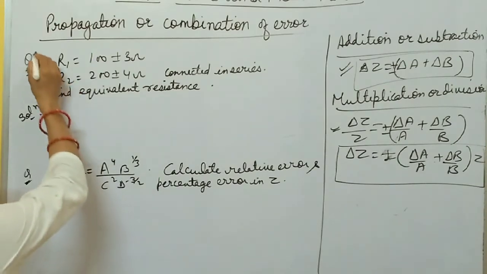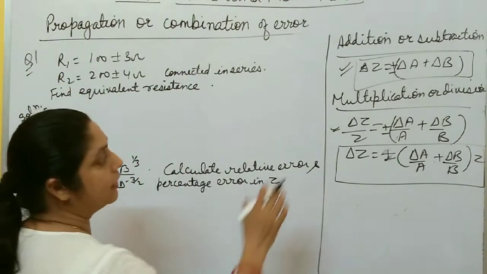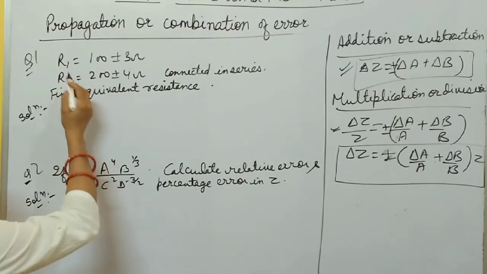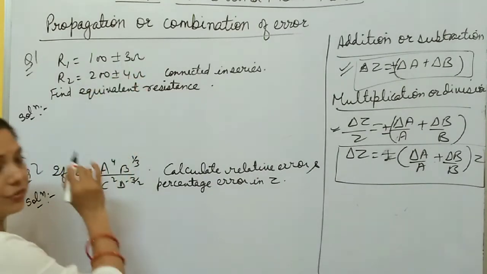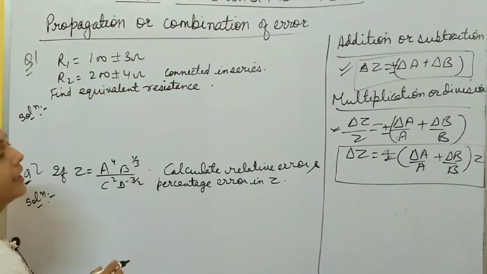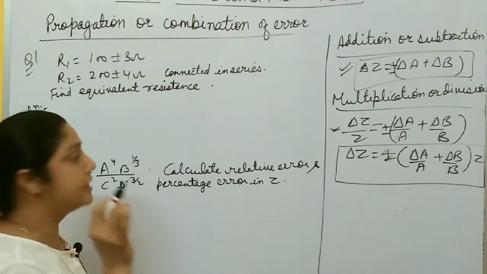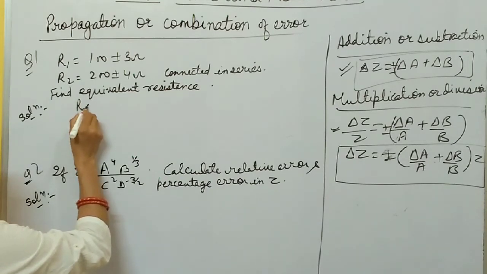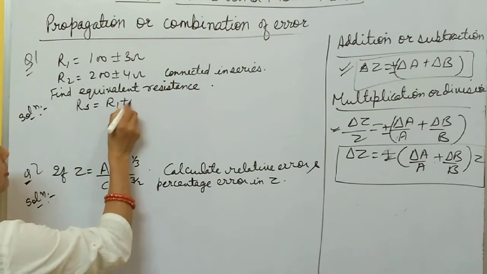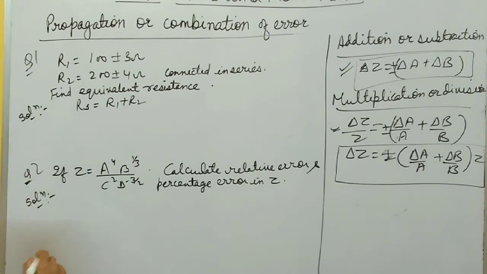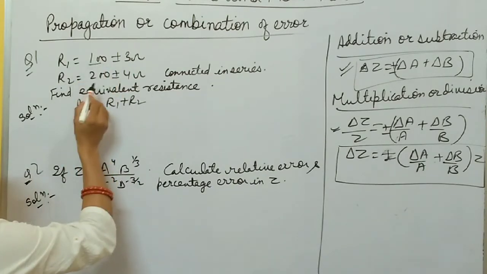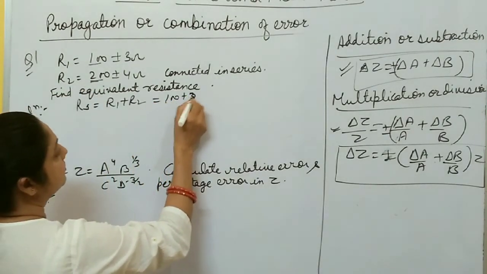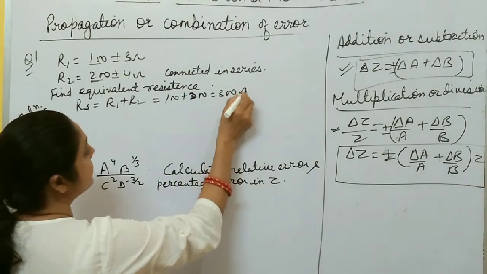Now I am going to solve two questions based on all these mathematical operations: addition, subtraction, multiplication, division or power. Question number 1: resistance R1 is given as 100 plus minus 3 ohm, R2 is given as 200 plus minus 4 ohm. These two resistors are connected in series. Now you have to find the equivalent resistance. So you know the equivalent resistance in series is just the sum of these two resistances, R1 plus R2. So here the true value is 100, and here the true value is 200. So 100 plus 200, it becomes 300 ohm, which is its true value.